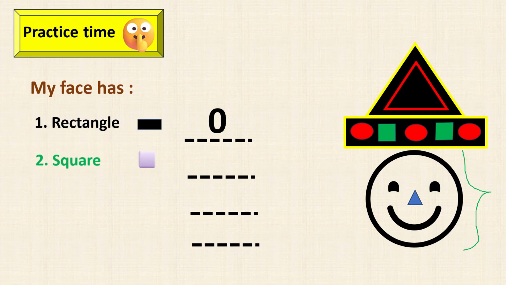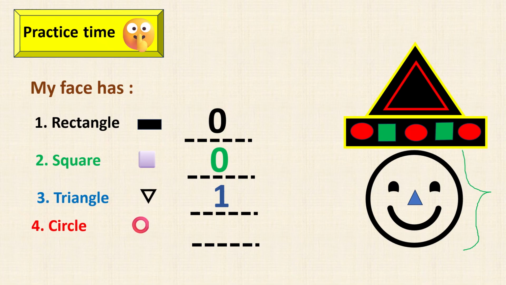Does anyone see a square shape anywhere? No, so it's again zero. Triangle, yes, here is his nose, so triangle is one. Circle, is there any circle here? Yes, his face is considered a circle shape. So one circle. Hope you got all the points from here.